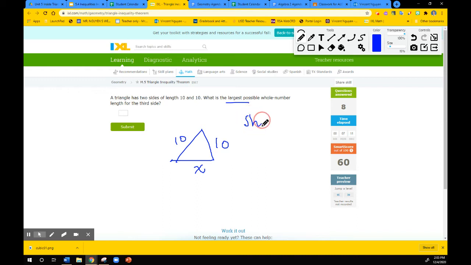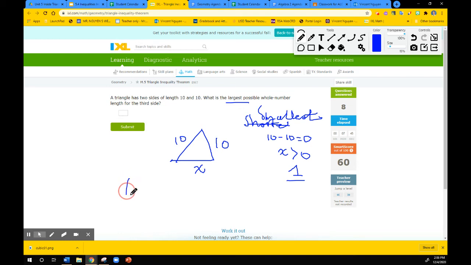To find the shortest piece, you subtract. So you will do 10 minus 10, which equals 0. But of course, 0 is not going to work. Anything bigger than 0 will work. So we're talking about the next number, which is 1. If this is asking for the smallest possible whole number, it would be 1. But anything bigger than 0 will work technically.